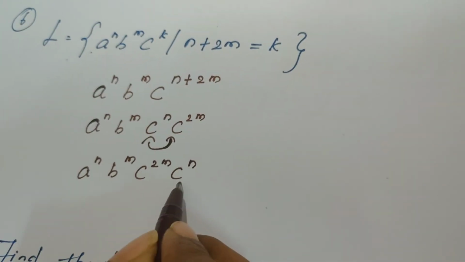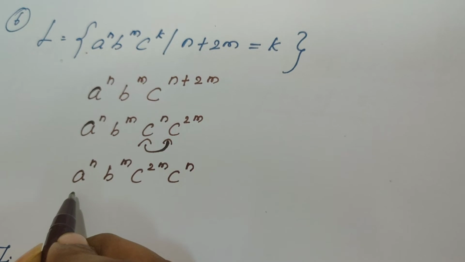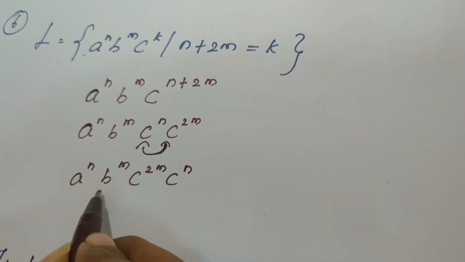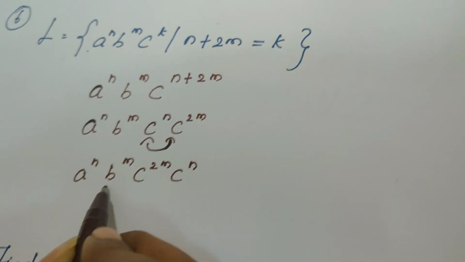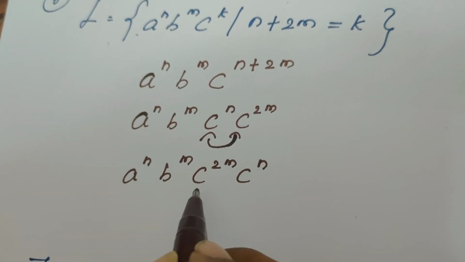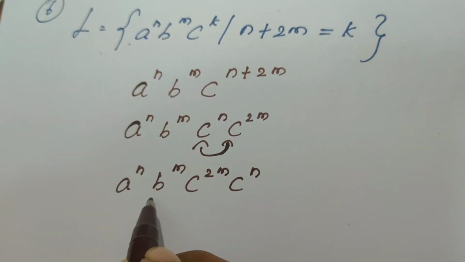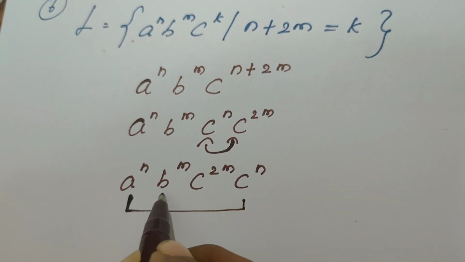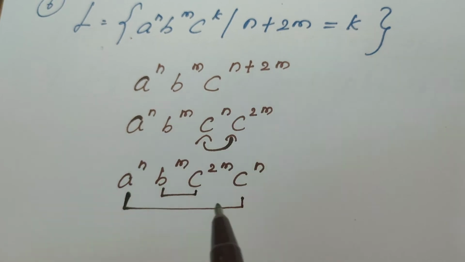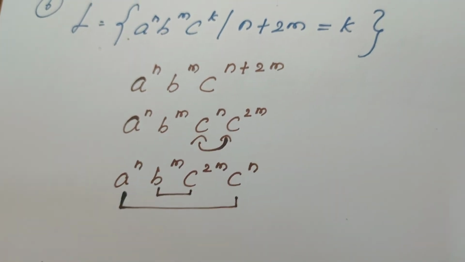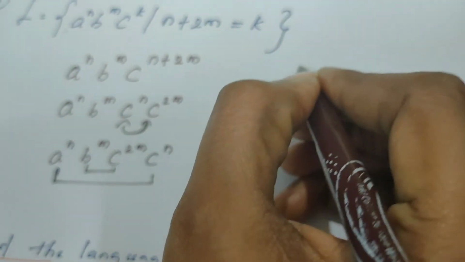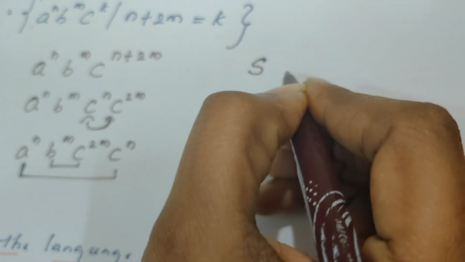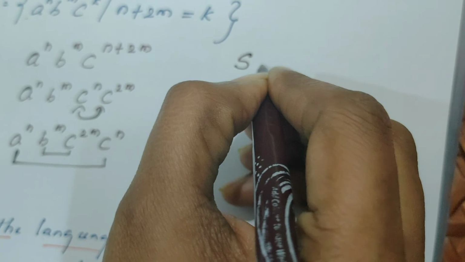Now, this is a pattern we are obtaining. If we observe here, the number of A's is equal to the number of C's. Here, if the number of B's is m, the number of C's is twice the number of B's. So there is a relation between these two terminals and there is a relation between these two terminals also. So how do we write the grammar? The grammar is very simple. S is the start symbol from where we begin the derivation of the string.